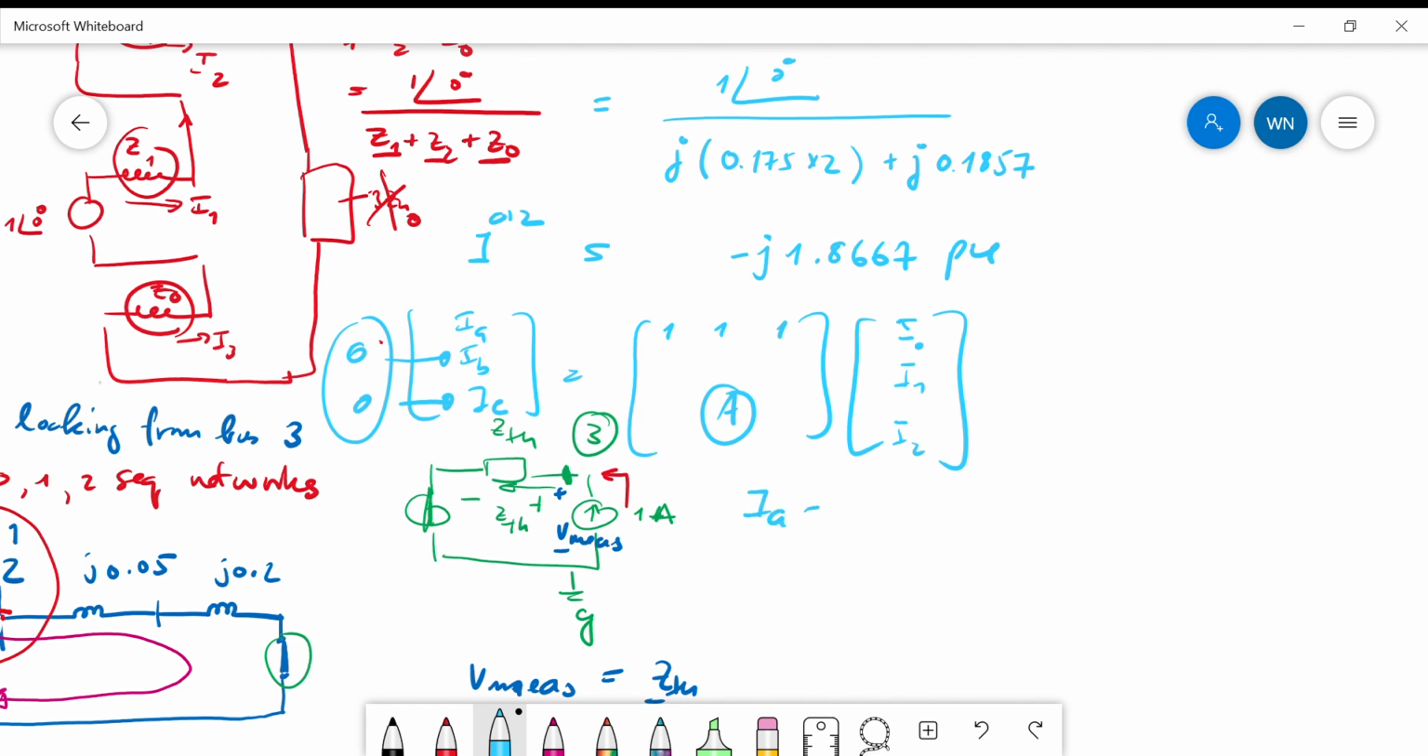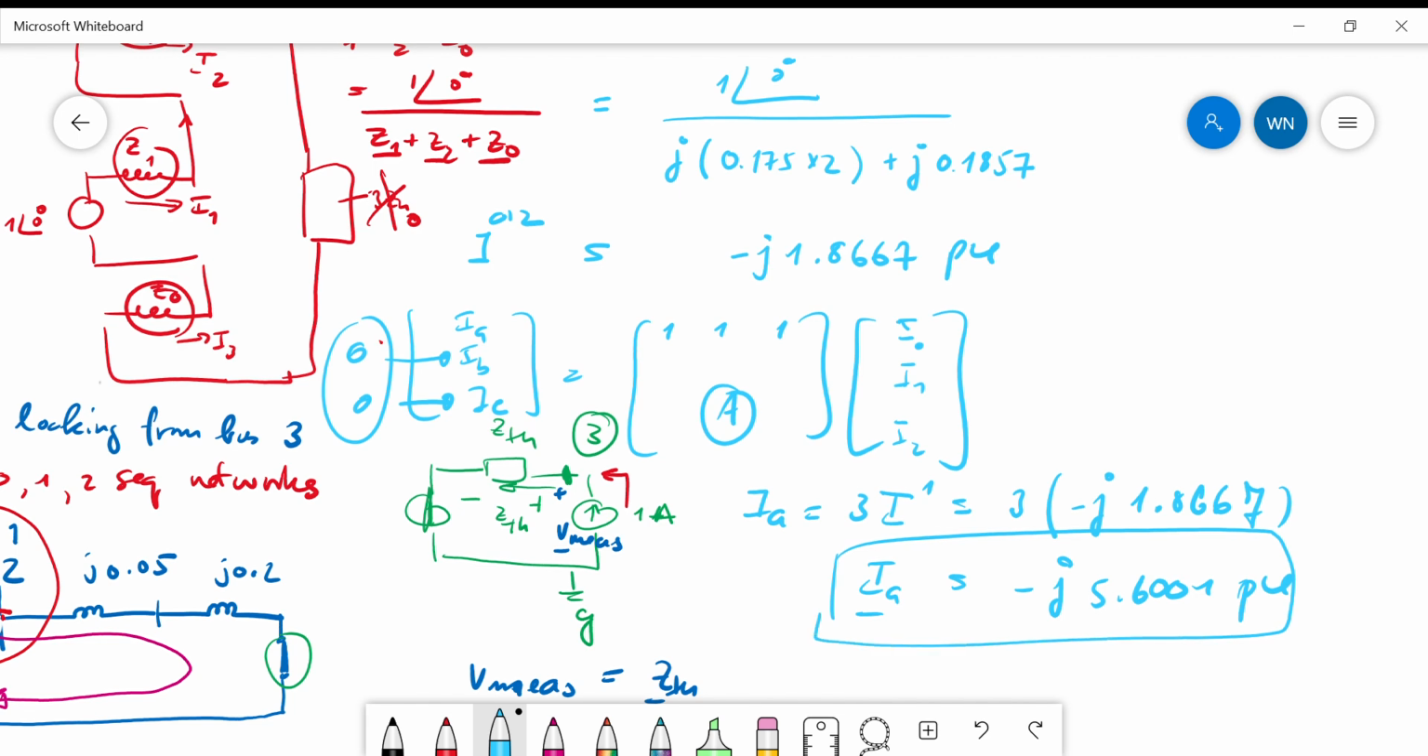So the IA itself is I0 plus I1 plus I2, or it is 3 times higher than this one, because I0, I1, I2 are the same. So it is 3 times of this, negative j of 1.8667. So you have negative of j 5.6001 pu. This is IA, and this is the answer, the short circuit current.